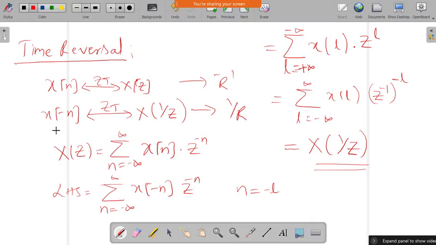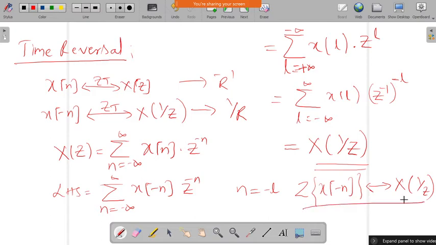Now, this is the time reversal. If we have the time reversal of a signal, its corresponding z transform will give x of 1 by z. So, this is the result.